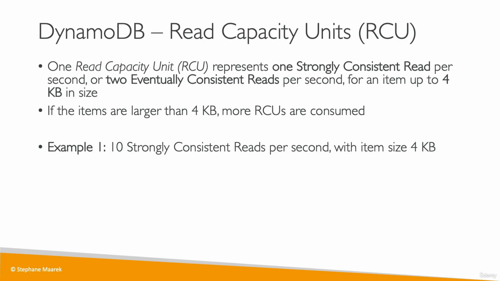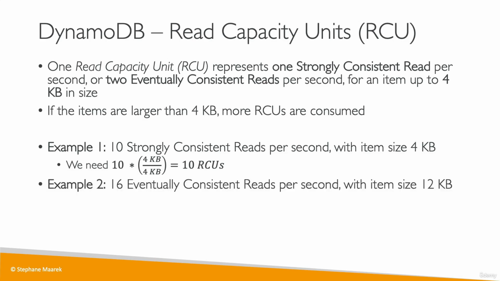So if you have 10 strongly consistent reads per second, and the item size is 4 kilobytes, how many RCUs do you need? Well, you need 10 times 4 kilobytes divided by 4, which is equal to 10 RCUs, okay? Now, if you have 16 eventually consistent reads per second, and the item size is 12 kilobytes, so this is a bit more complicated, we're going to get 16 divided by 2 times 12 divided by 4, which is 24 RCUs. So in this example, obviously, we need to divide 16 by 2 because we have 2 eventually consistent reads per second in 1 RCU, and then we divide 12 by 4, which gives us 24 RCUs.